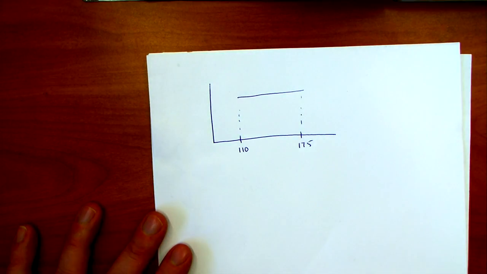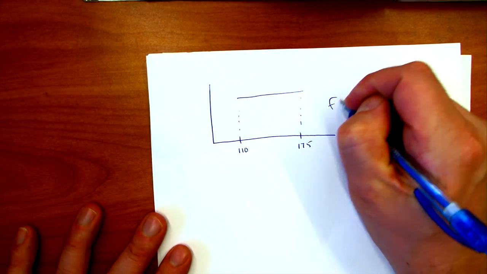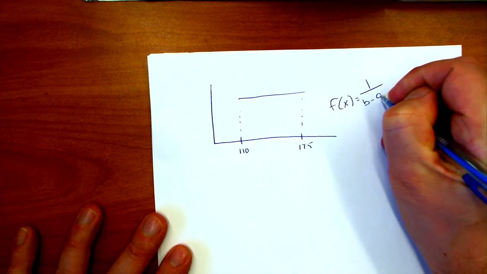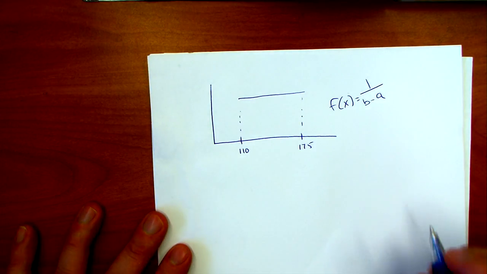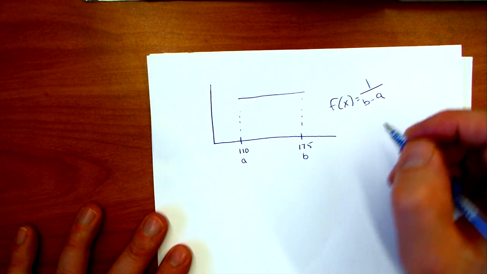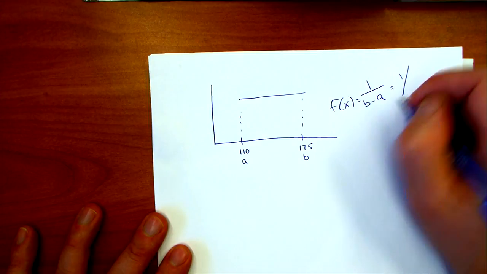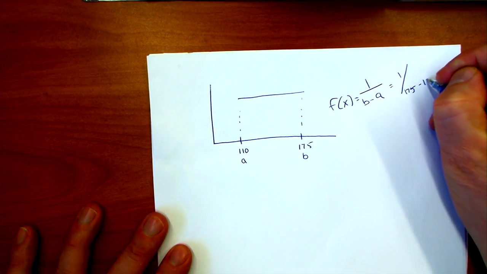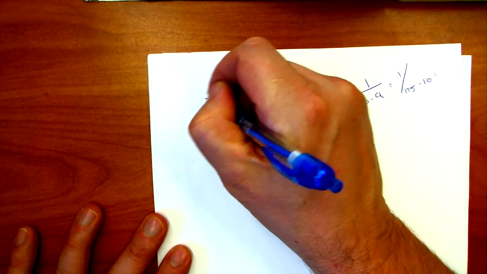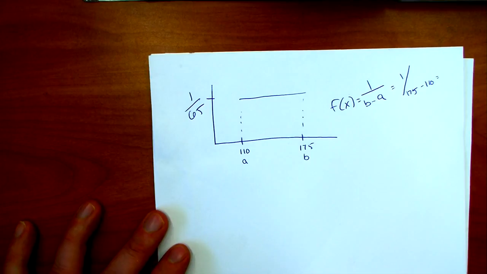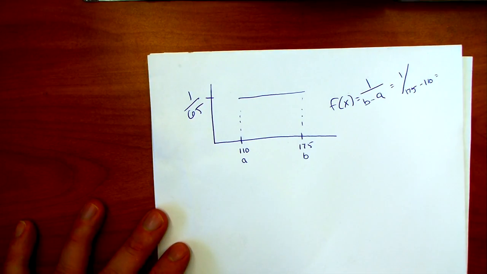Now I want to figure out the function. Well, the function for any uniform probability distribution is 1 over b minus a. So in this case, a is 110, b is 175. So the function is 1 over, let's see, 175 minus 110 gives me 1 over 65. That is the function that defines that distribution from 110 to 175.